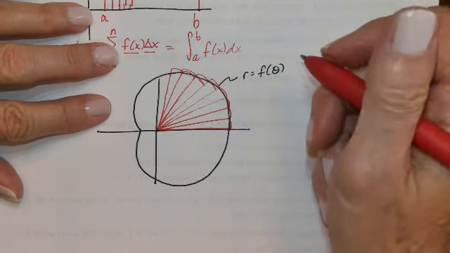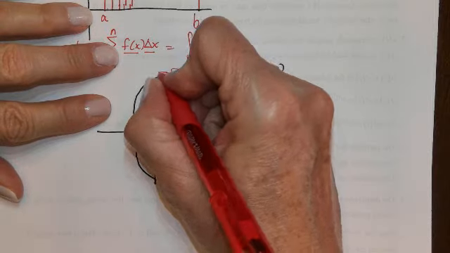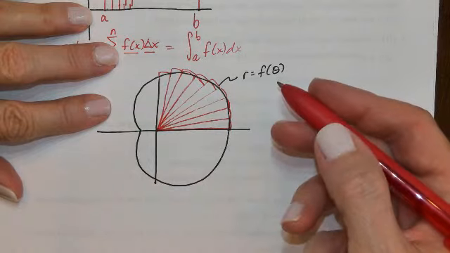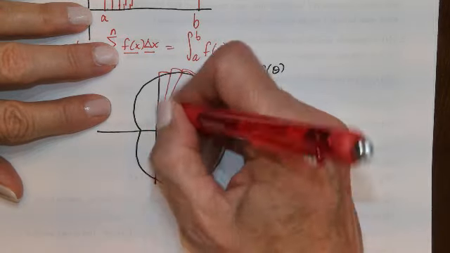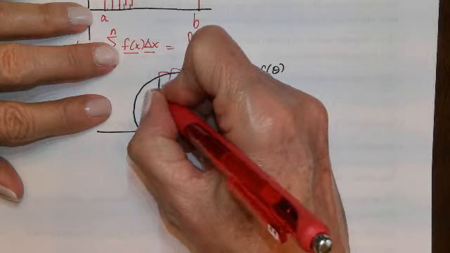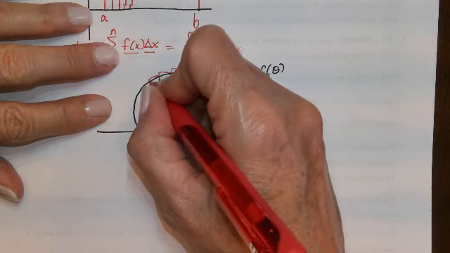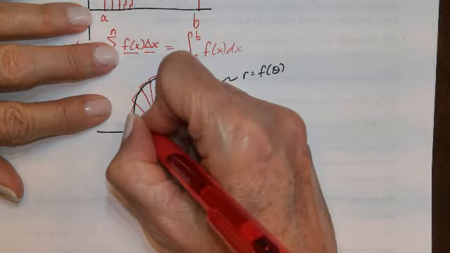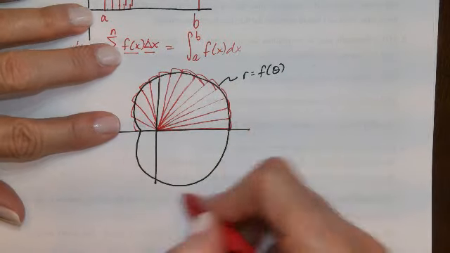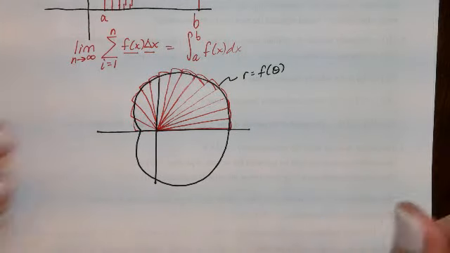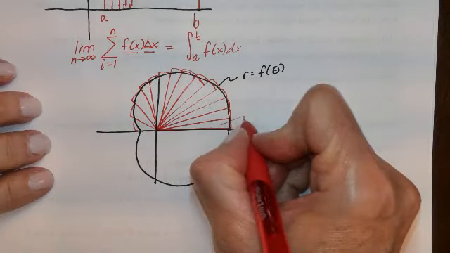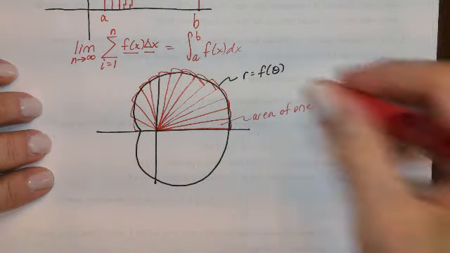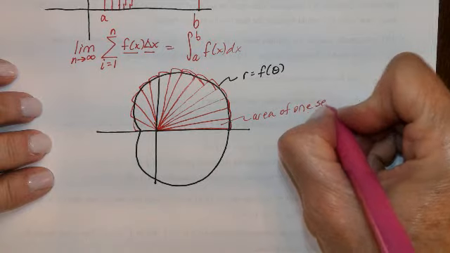Anyway, you get the idea that if we added up each of these areas, we could approximate the area of this figure if we kept on going around. We keep on going around, and then we keep on going around. We can approximate the area of this figure. My question is, what is the area of one sector?